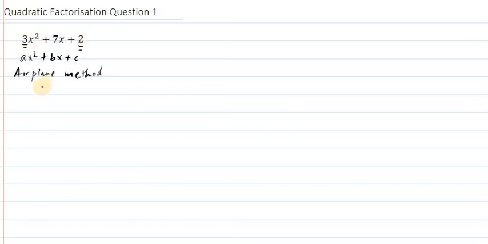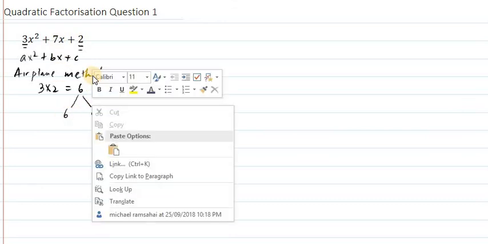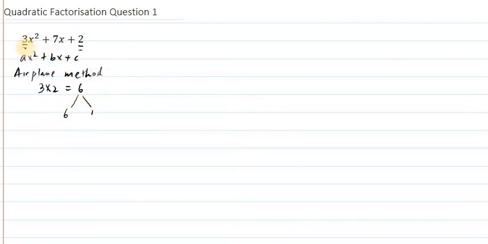So in this case 3 times 2, which is equal to 6. And then we look for two factors of 6 that when added together will give us 7. In this case 6 and 1 will give us 7. So what do we do? This term here, this 3x squared, we write it as 3x multiplied by 3x here, and this 6 and this 1 is written inside of the bracket now.